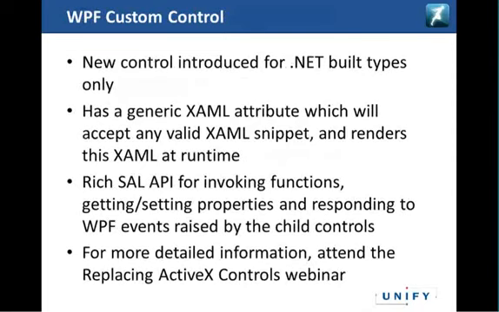So the WPF Custom control is a new control we introduced for .NET build types only. And it has a generic XAML attribute which will accept any valid XAML snippet and renders that XAML at runtime. And we've introduced a rich set of new SAL APIs for invoking functions, getting and setting properties, and responding to any WPF events that might be raised by the child control of the WPF Custom control.